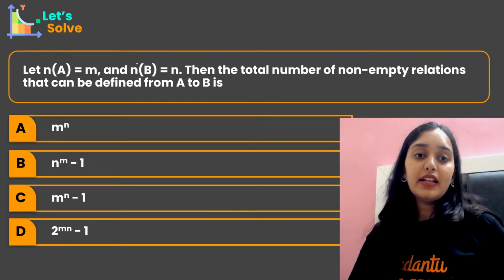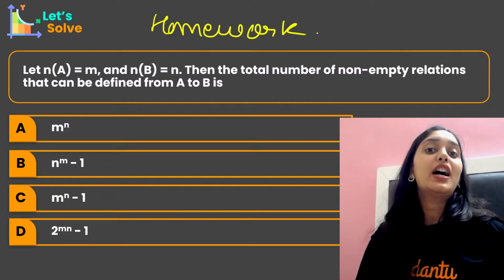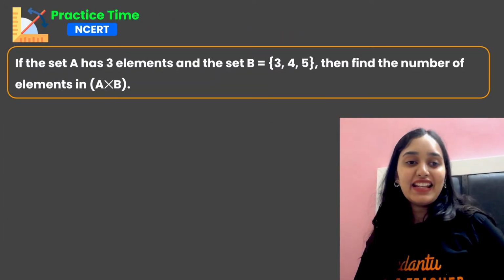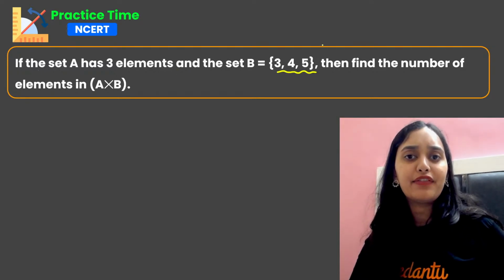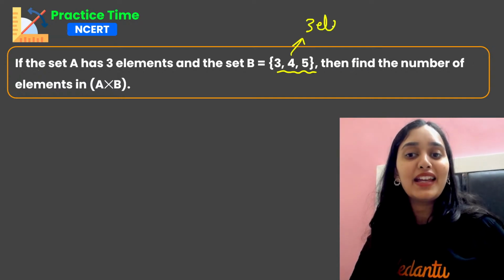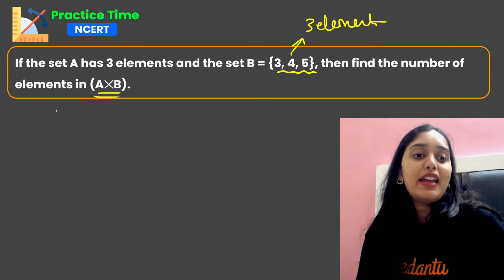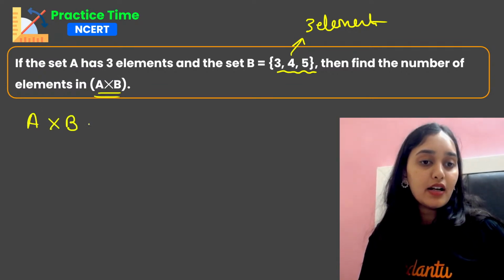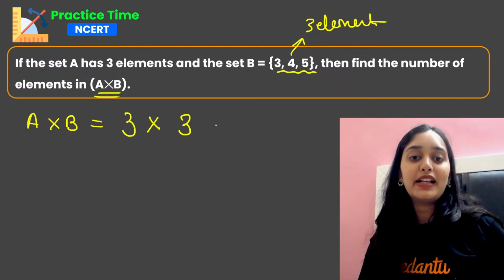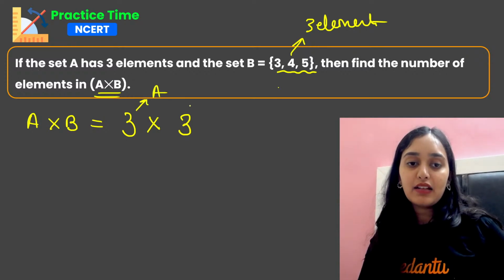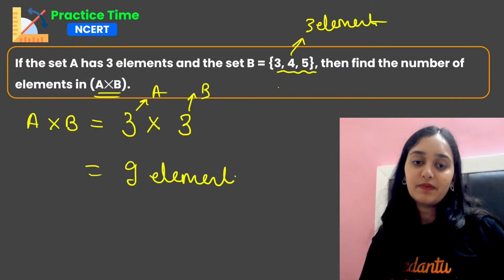Okay. Now here is a quick question for you. Homework. Solve and let me know the answer in the comment section. Okay. Next question. If set A has 3 elements and set B has 3, 4, 5, that means again 3 elements, then find the number of elements in A cross B. Very simple. The Cartesian product is going to have 3 elements from set A and 3 elements from set B. That is a total of 9 elements.